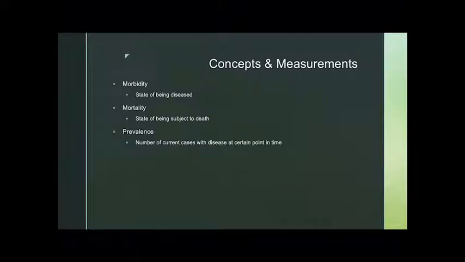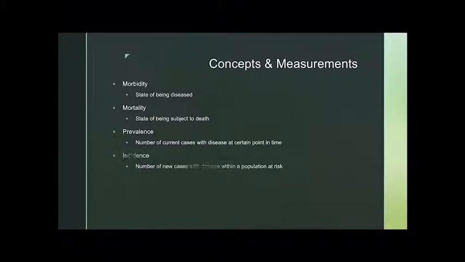Then we have the concept of prevalence. This is a really important thing that I want you to be able to understand and differentiate from the next term, which is incidence. So when we talk about a prevalence or a prevalence rate, we are talking about the number of current cases of a disease at any given point in time. So prevalence would just be the number of current cases. Prevalence rate would be a fraction, right? So it would be the current cases over total cases. We'll talk more about that in a second.